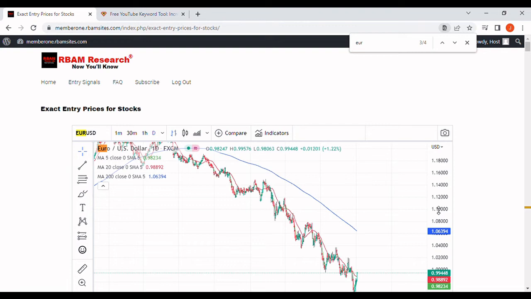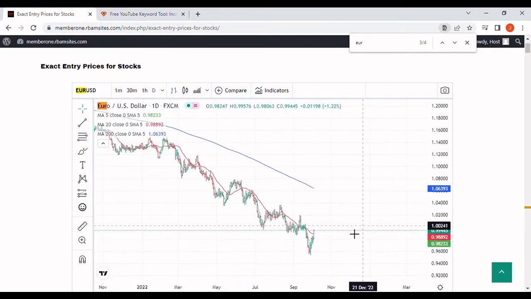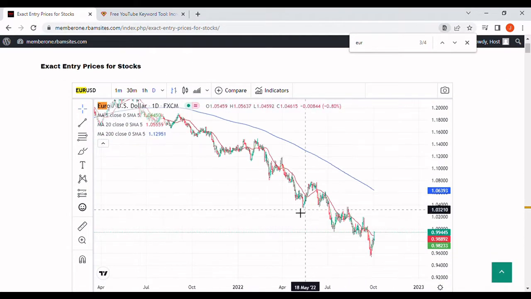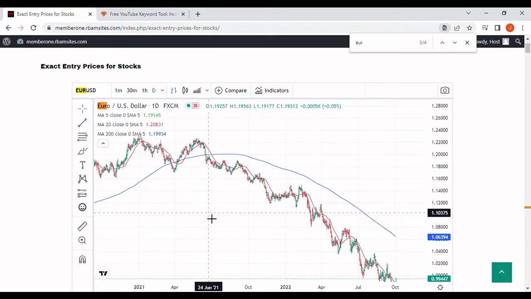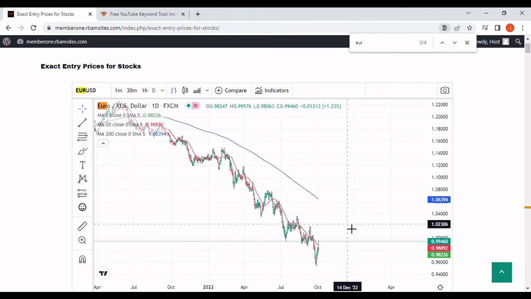We're going to do a brief video on EUR USD, EUR USD Analysis Today, and we've got a chart here of the euro versus the dollar, daily chart with a 5-day moving average in green, a 20-day moving average in red, and a 200-day moving average in blue. We can see this currency's been in a bear market since the middle of June 2021 and continues to be so.